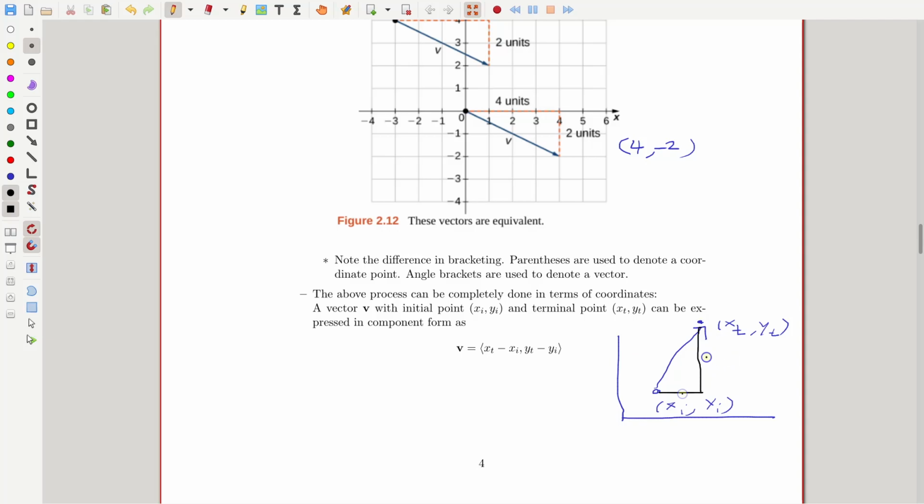And I'll just note the distance traveled in the y direction. So it ends up being yt minus yi. Right? That's the amount of travel in the y direction, and in the x direction, it's just xt minus xi. That's where this expression comes from, or that's another way of thinking about it. Instead of thinking about it geometrically in terms of translating the vector to the origin and measuring things off, we can think about it as breaking apart the components of the travel of the vector.